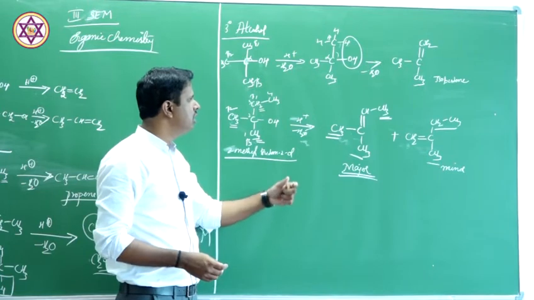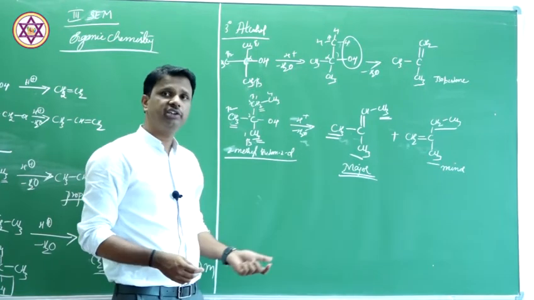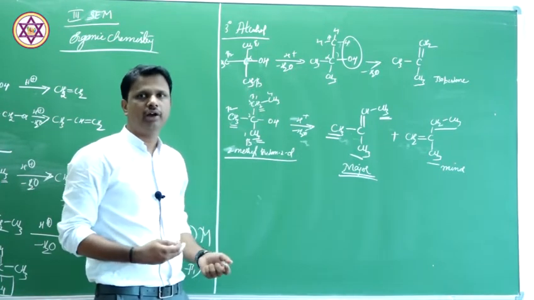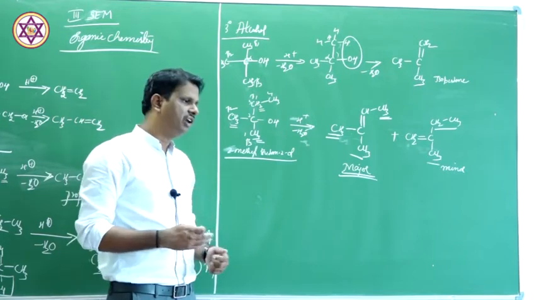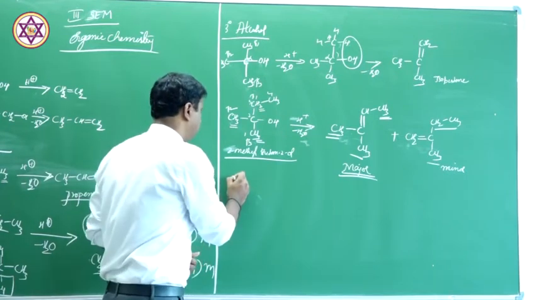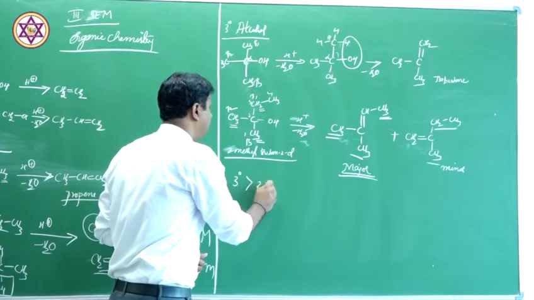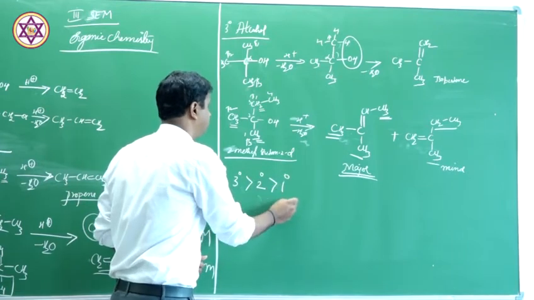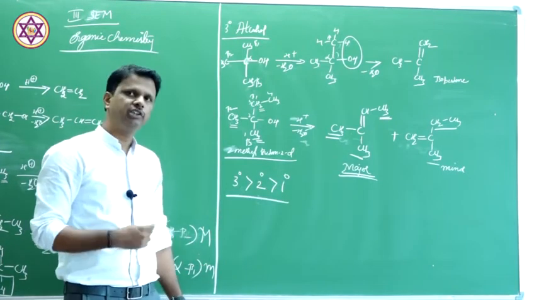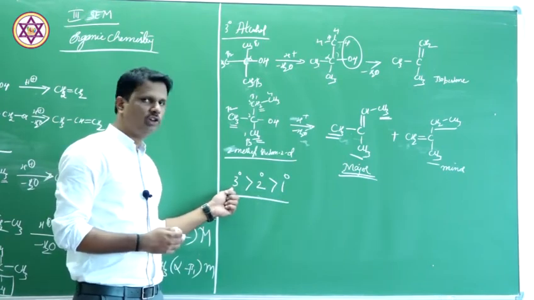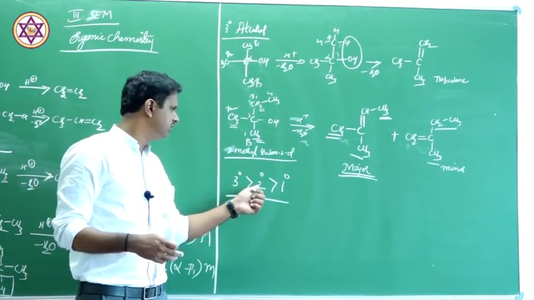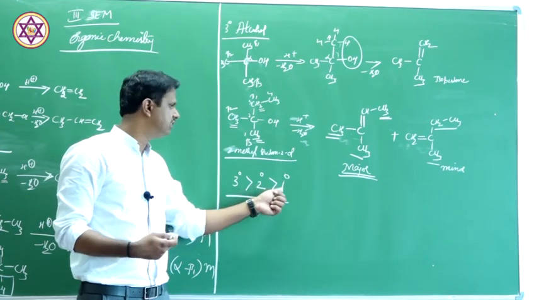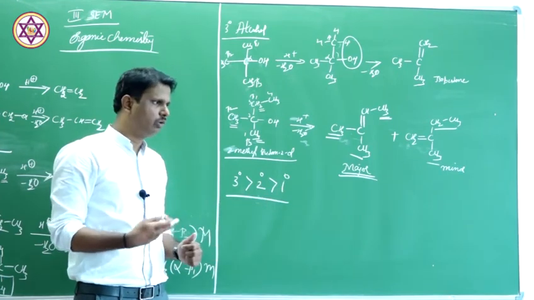So that's about dehydration in tertiary alcohol. Then how do we write the order? That is very important. The rate order will be tertiary greater than secondary greater than primary. This is the order. That means the tertiary alcohols undergo dehydration faster than secondary, which is in turn faster than primary. That is how we are going to understand.